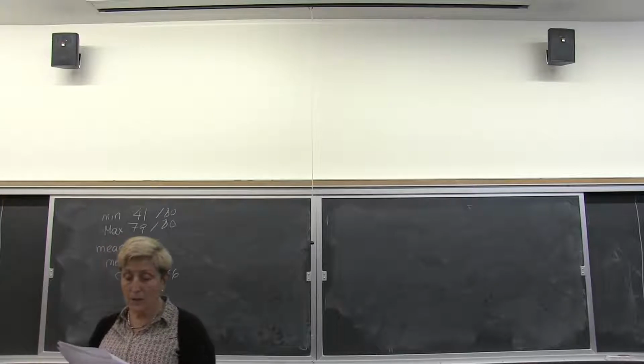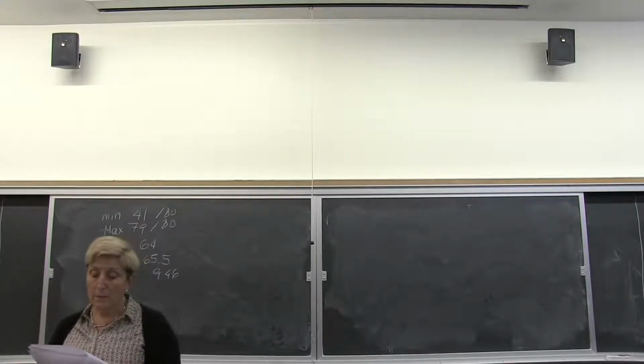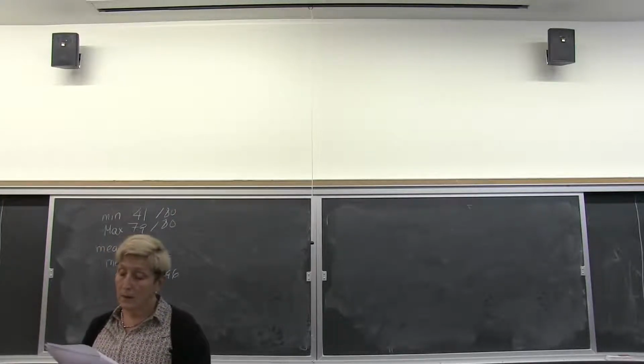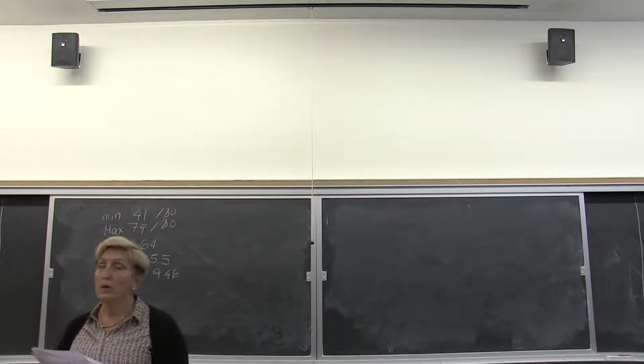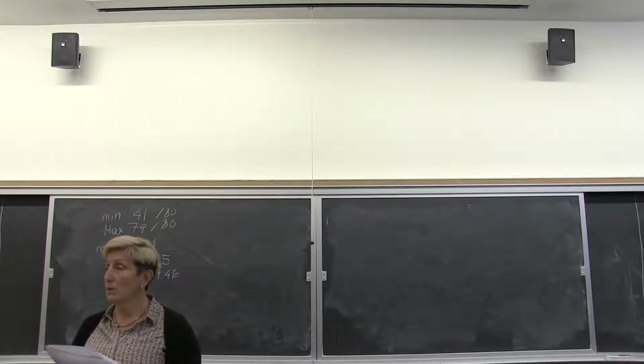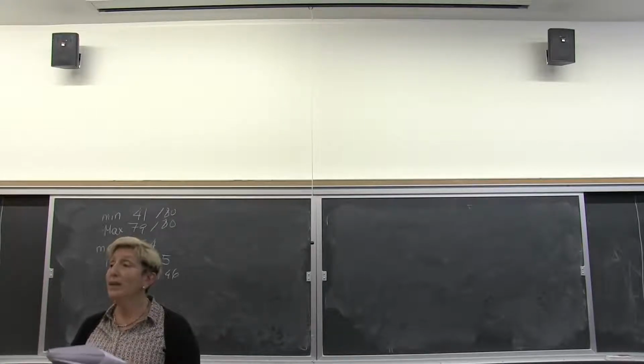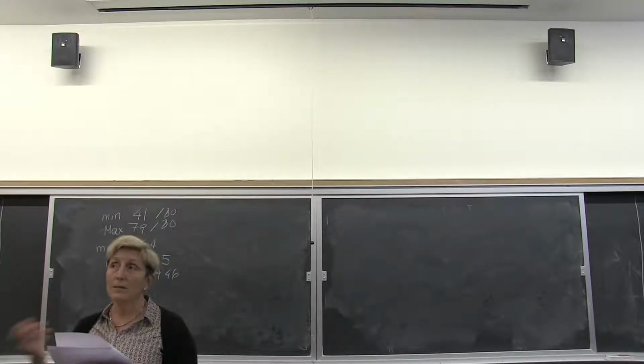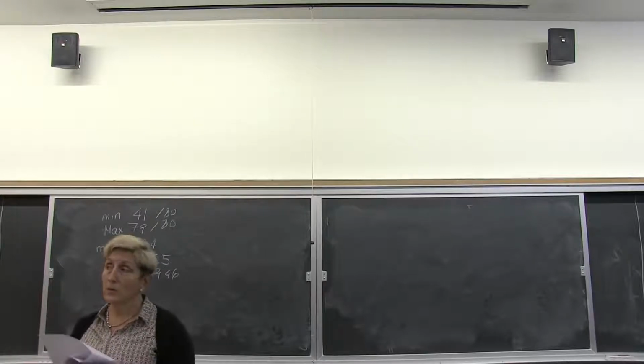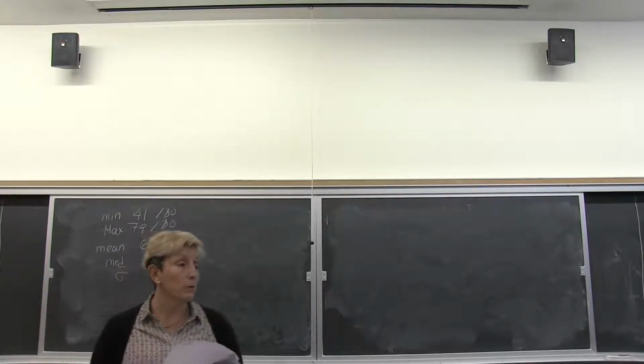F. The energy functional of a snake depends on the shape of the snake, but is independent of its location on the image. False. Why is it false? This is the gradient of the image. So the gradient attracts the snake. So if there are different gradients, the snake will move differently.